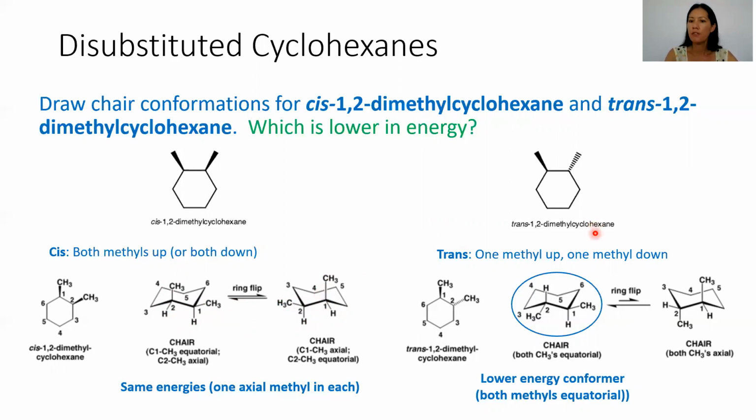The trans is different. One is up, one is down. So you could have drawn this, one up, one down, both are equatorial. That's very favorable. If you do the chair flip, one up, one down, both are axial. Much less favored. The lower energy conformer out of all of them is the one where both are equatorial.